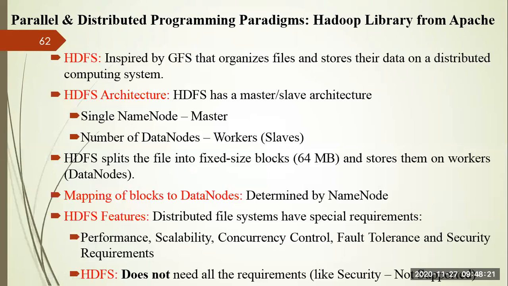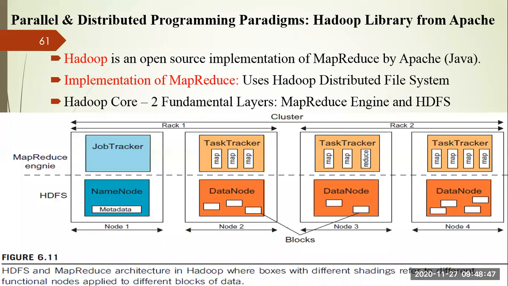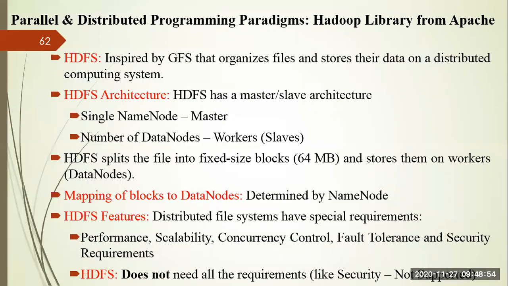If you remember the previous case also, I told you there is a single master and a number of data nodes, which we call slaves or workers. HDFS also splits the file into fixed size blocks, that is 64 MB, and stores them on the worker nodes, that is the data nodes. The size is fixed, that is 64 MB. The mapping of blocks to the data nodes: who is going to assign the work to the data nodes? The name node. Name node is the master, right? So it has to partition the work and give it to the individual data nodes.